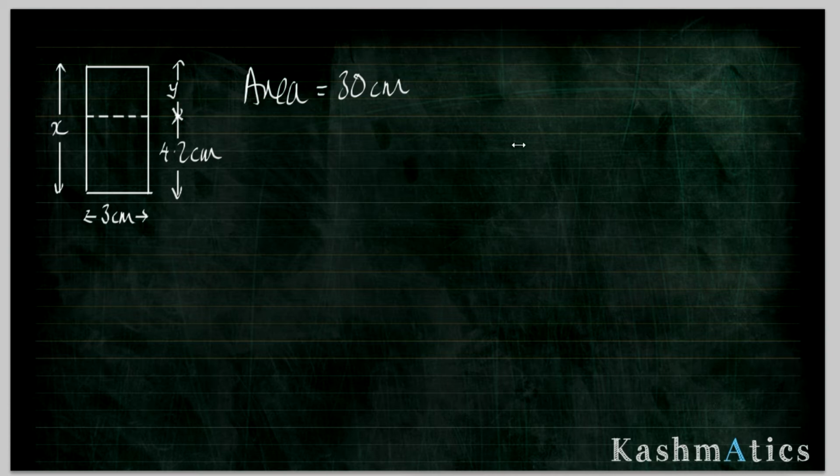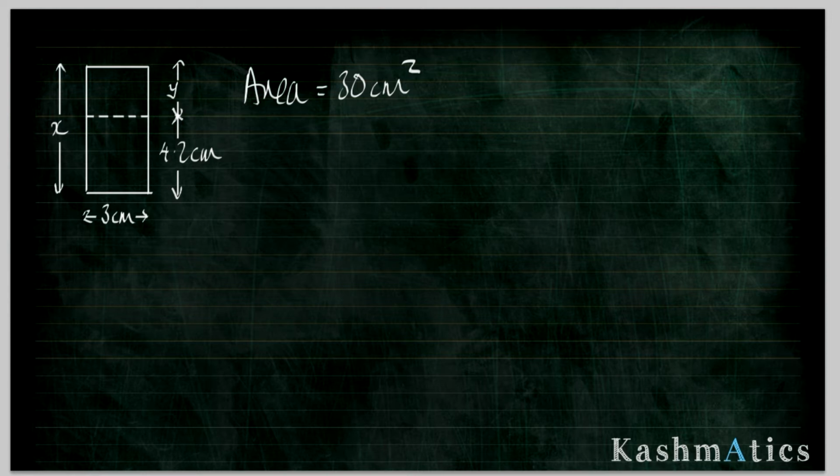Right, okay. So here's the first question I'm going to go through. Now, this one's quite straightforward actually. The area of this rectangle, so the whole rectangle, is 30 centimeters squared. Hang on, that should say squared. And we need to work out what the values of x and y are. Okay, so just think about how you'd work out the area of a rectangle.